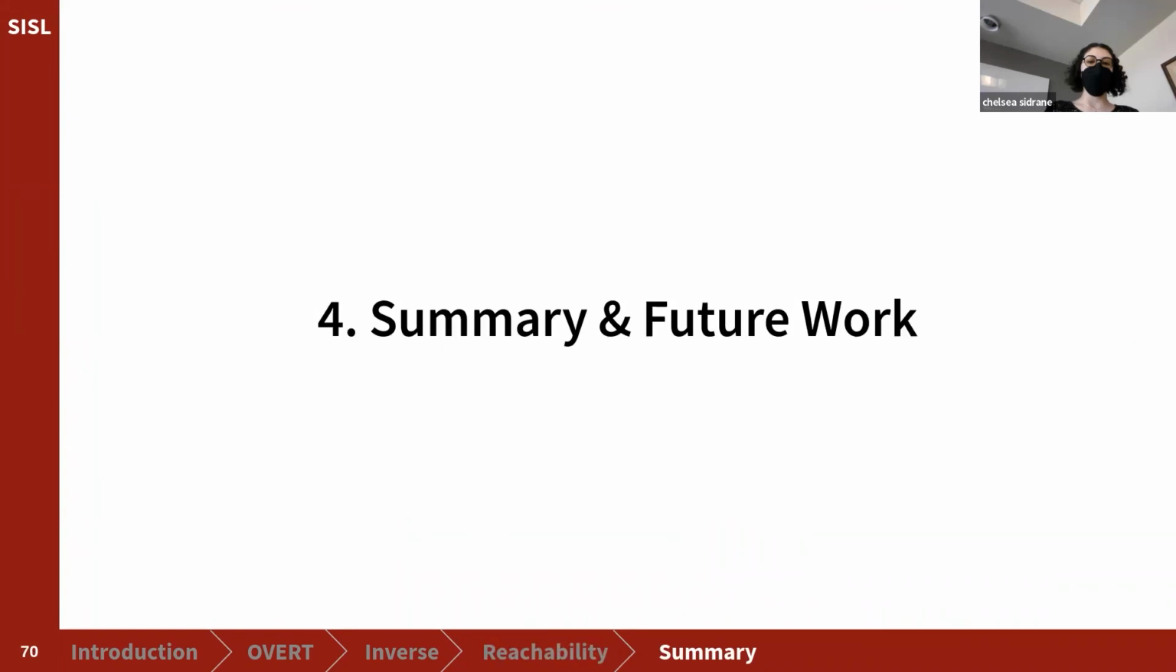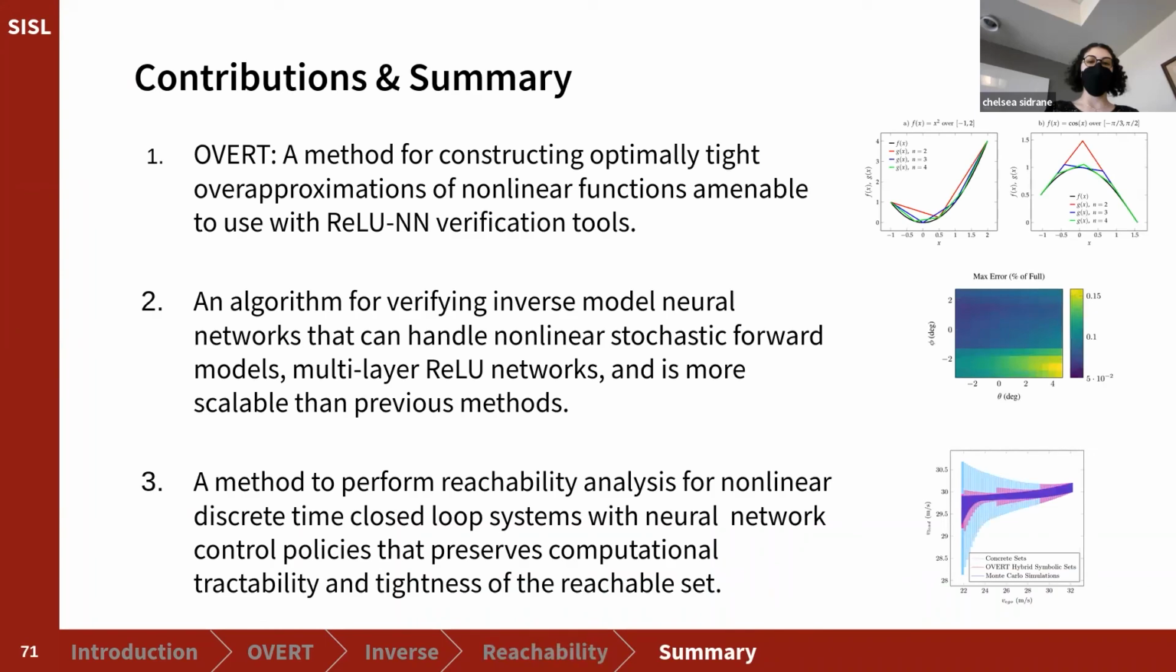Finally, I'm going to summarize what I've talked about and discuss some future work. So here's a summary of my contributions. The first, a method to construct optimally tight approximations of nonlinear functions. The second, a method for verifying inverse model neural networks. And the third, a method to perform reachability analysis for discrete time closed loop systems with neural network control policies. Together, all of these things bring us a small step closer to being able to use machine learning on safety critical systems.